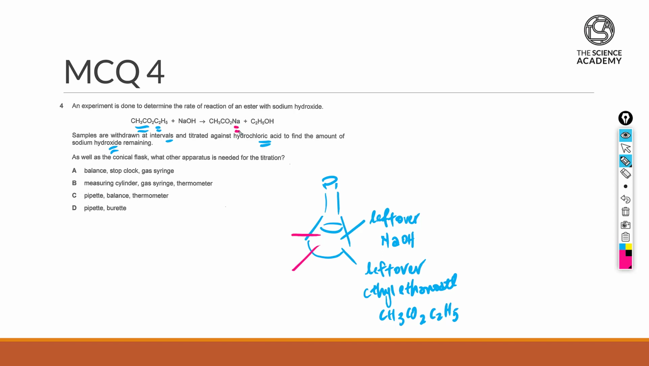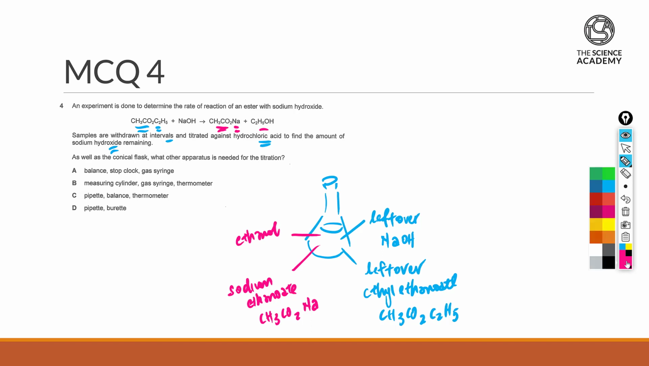a sodium salt of your ethanoic acid. We call this your sodium ethanoate, coming with the formula of CH3CO2Na, and finally we have ethanol as a leftover.